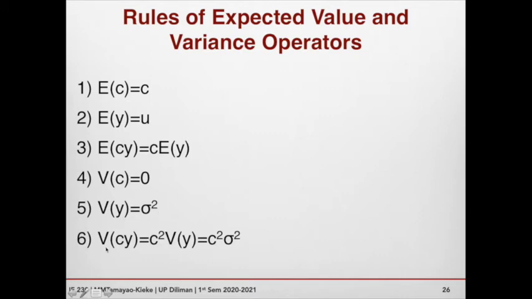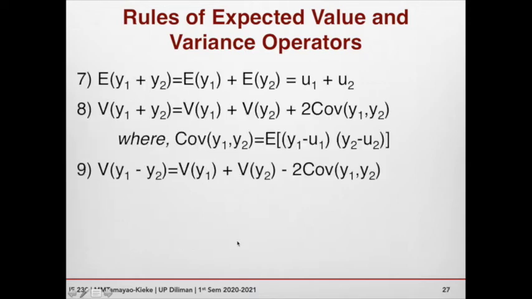The variance of a constant times a random variable is just equal to the constant squared times the variance of y, which is also equal to the constant squared times sigma squared. Next, we have the expectation of the sum of two variables, and this is just equal to the sum of the expectations of the two variables, which is also equal to the means of the two variables.